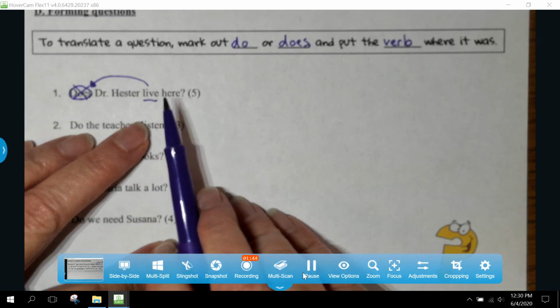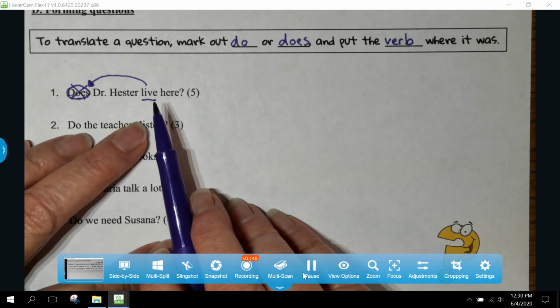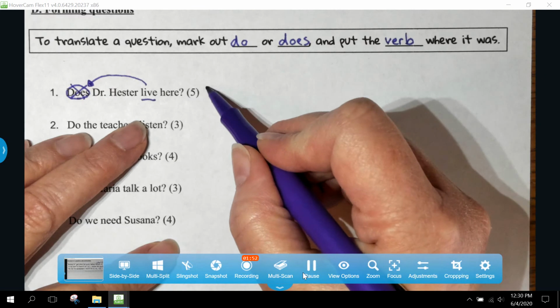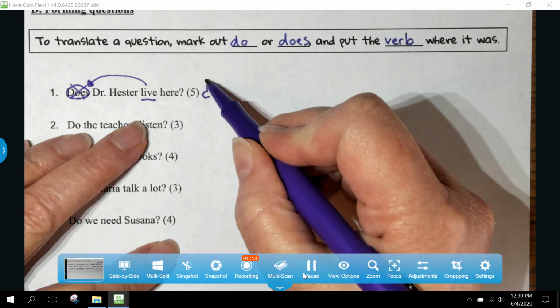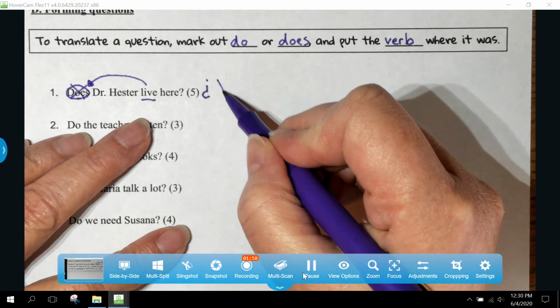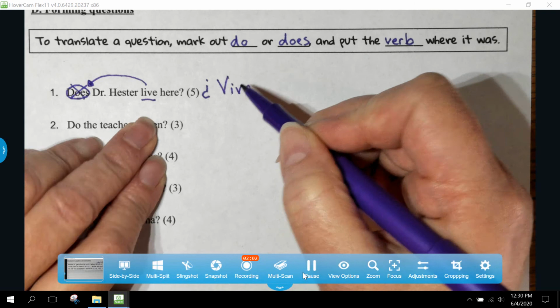The here, or an adverb, is going to usually stay closer to the verb, but I personally won't count off for this. First of all, upside down question mark. Now we have the live, it goes first. So you could have vive.